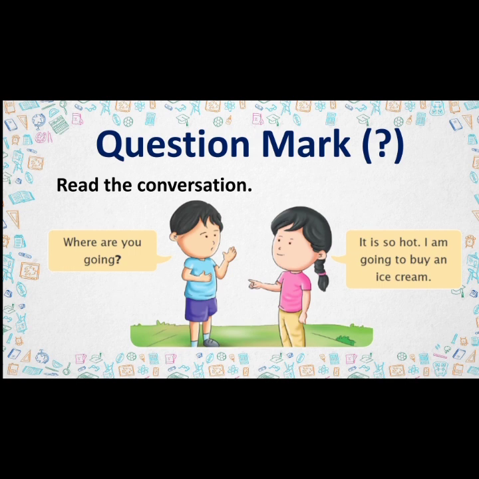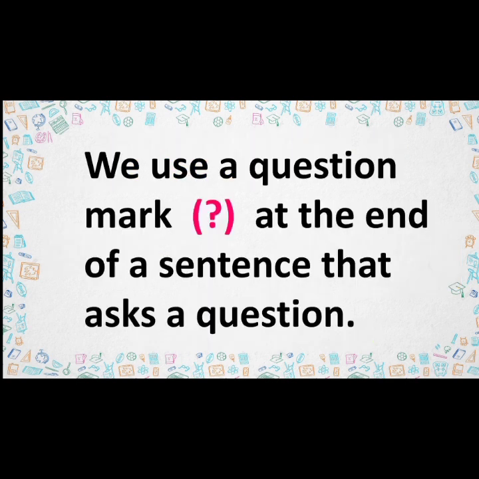Read the conversation. The boy asks the girl, "Where are you going?" The girl replies, "It is so hot. I am going to buy an ice cream." Students, do you see that the boy is asking a question to the girl? So, whenever we ask somebody a question, we put a question mark. Once again, we use a question mark at the end of a sentence that asks a question.